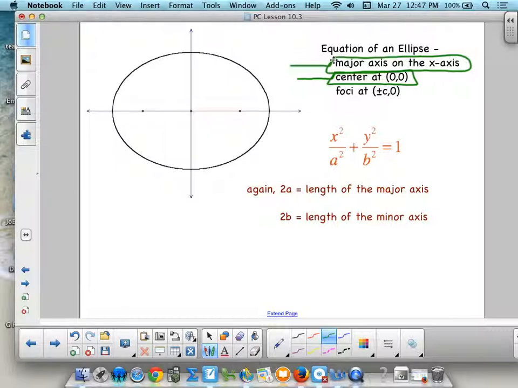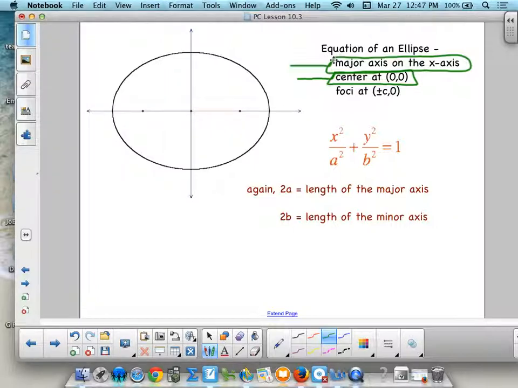Horizontal goes with this equation. And how are you going to know when I say this equation? This is what I mean. When you have a horizontal major axis, this a squared goes under the x. So when will a squared go under the y? When the major axis is vertical. That will come in the next slide.